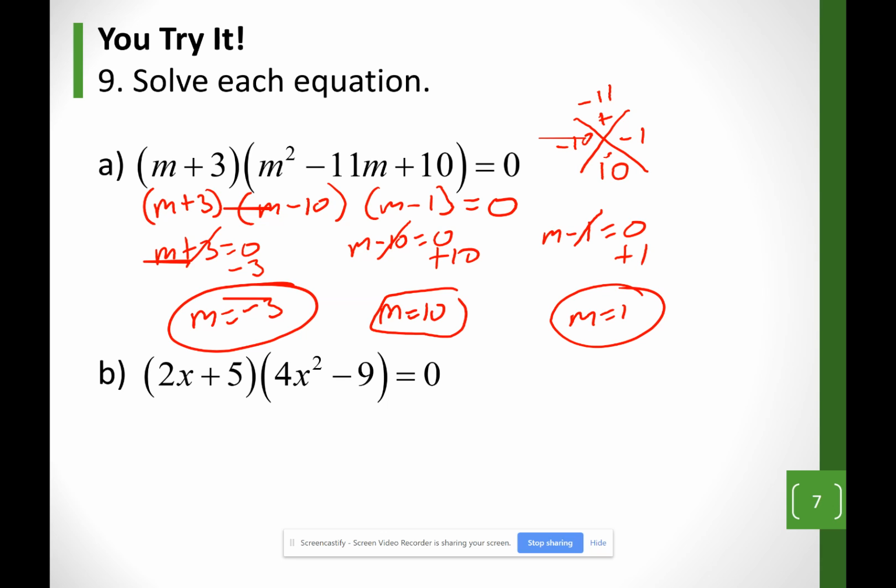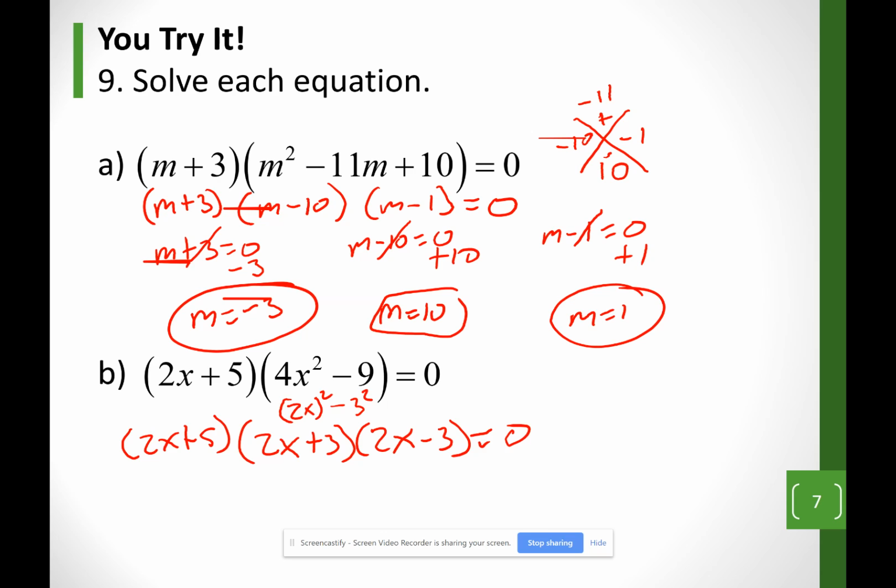Same thing for example B. I'm not going to split my first parentheses, but my second parentheses looks like the difference of the squares. It looks like 2x all squared minus 3 squared. So my factors in this case are going to be 2x plus 5, which is the first parentheses, and I'm not doing anything. Then I'm going to have 2x plus 3 and 2x minus 3.